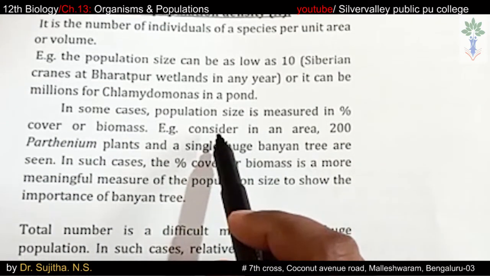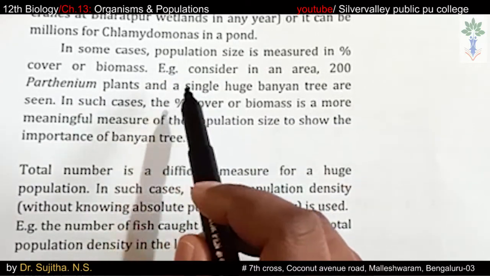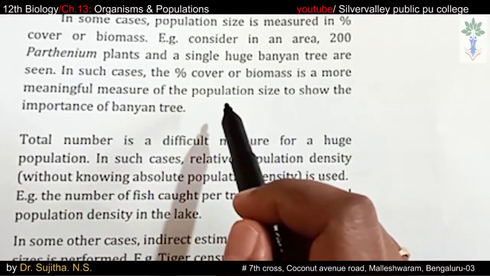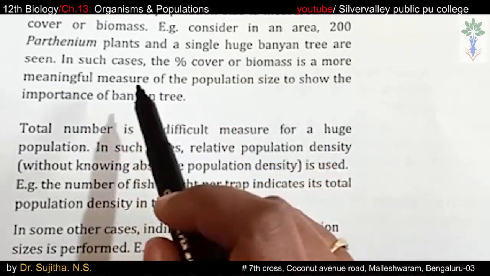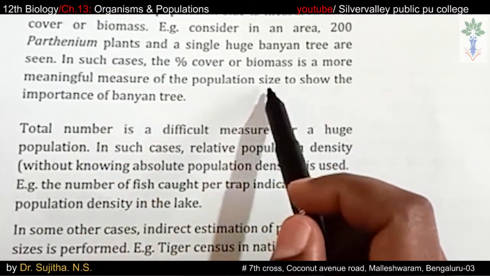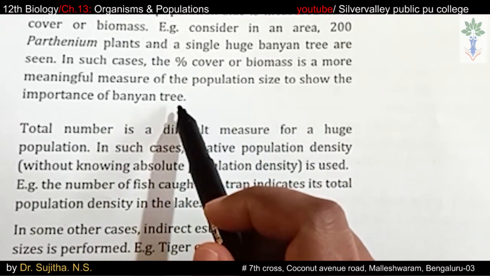Let us consider again an example. There are 200 Parthenium plants and a single huge banyan tree. In such cases, the percentage cover or biomass is more meaningful to measure the population size to show how important the banyan tree is.